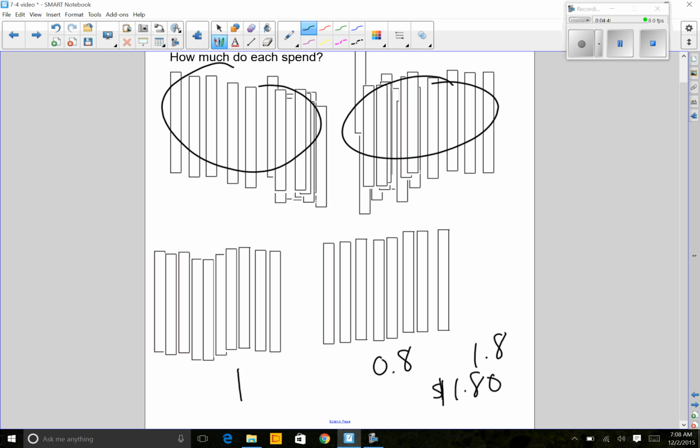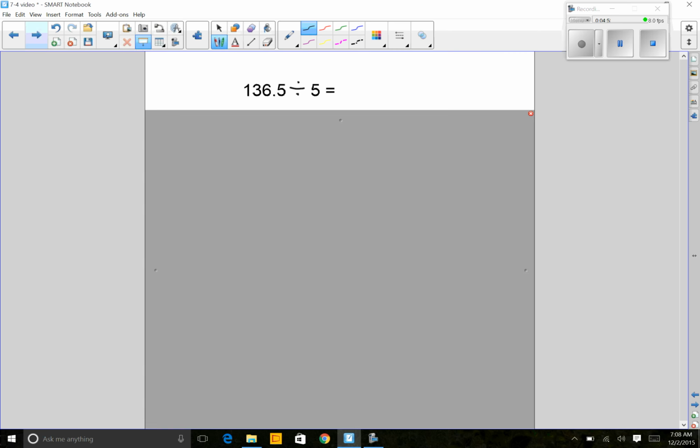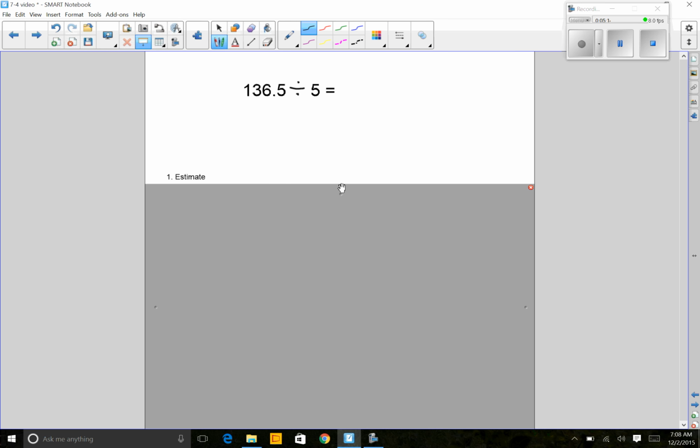So that's visually how you would divide decimals. Now I'm going to show you exactly how to do it with 136.5. That's a good picture, but obviously I'm not going to divide 136 and 5/10 up with a picture, because that would take a long time. So I'm going to show you how to do this with actual math.